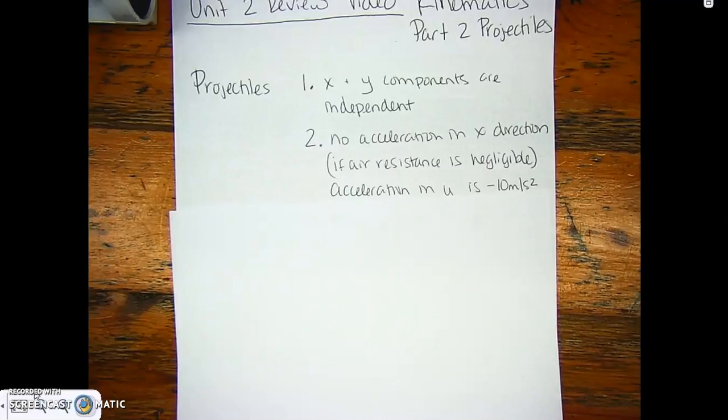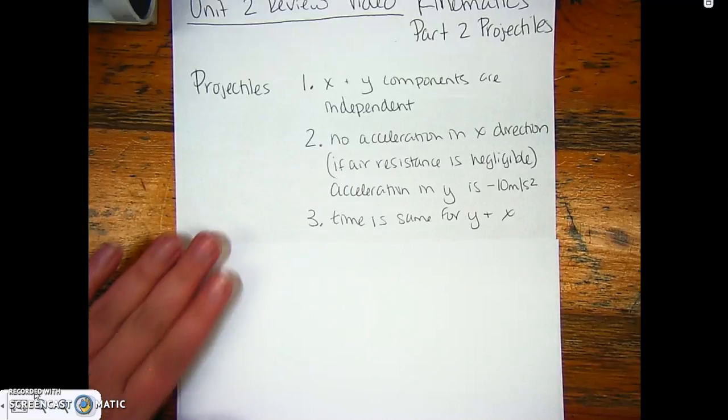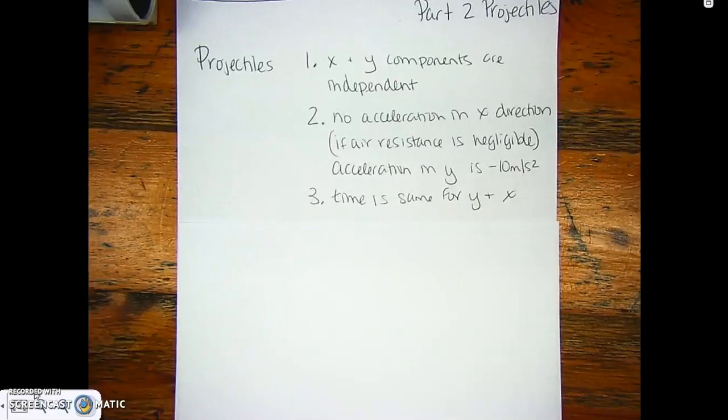So remember, there are a few rules when we're figuring out projectile problems. Number 1, the x and y components of a projectile are treated independently. Number 2, there is no acceleration in the x direction unless there is some force acting upon it. Remember, we can assume that air resistance and friction are negligible in most of our projectile problems, unless noted otherwise. And then the acceleration in the y direction most often is going to be -10 meters per second squared, because it is acceleration due to gravity.